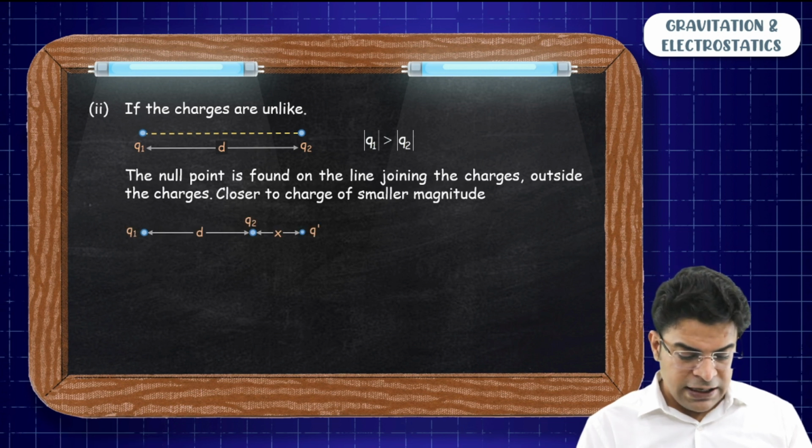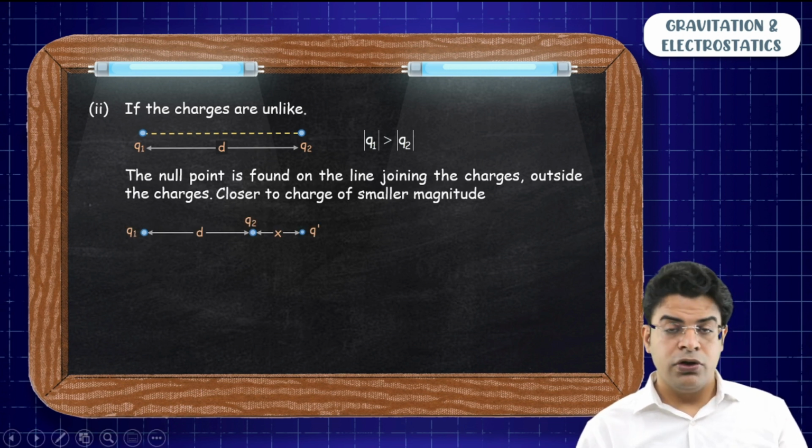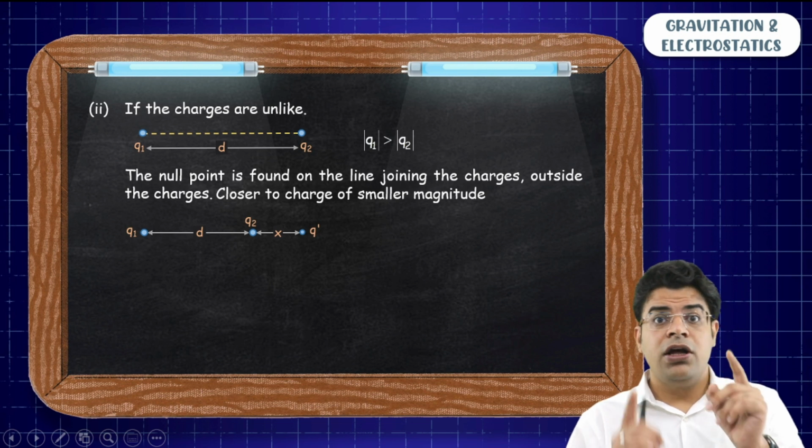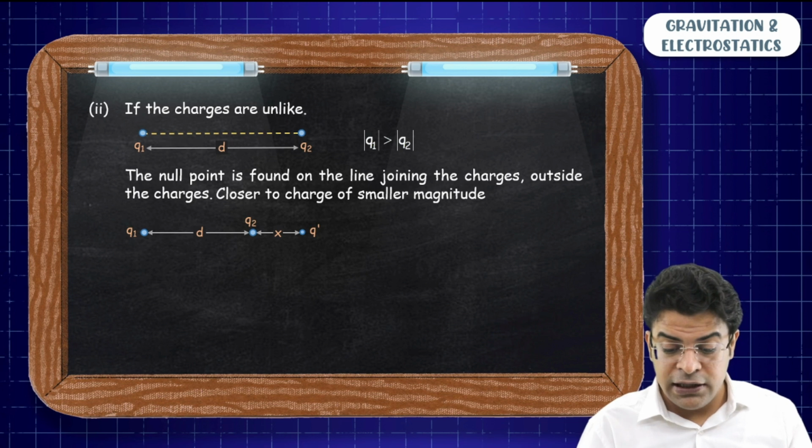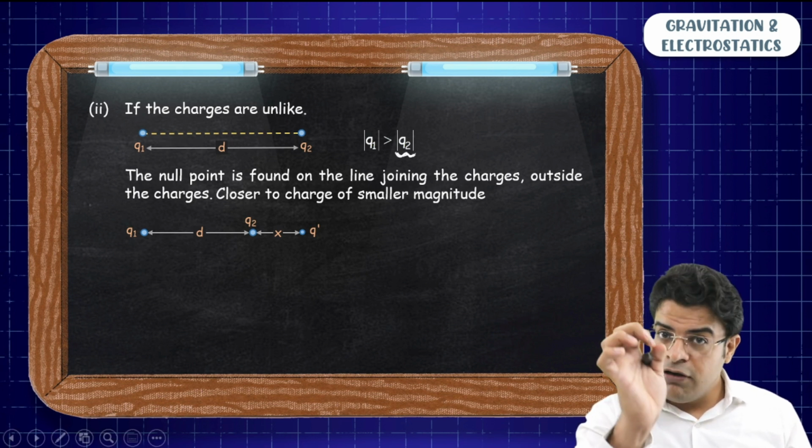So let's say we have these two charges q1 and q2. We know that we find the null point outside the charges, closer to the charge of smaller magnitude, and in this case I am taking q2 to have smaller magnitude than q1.